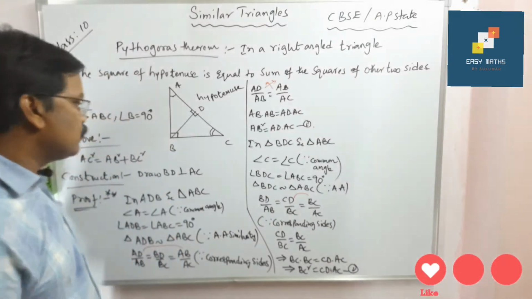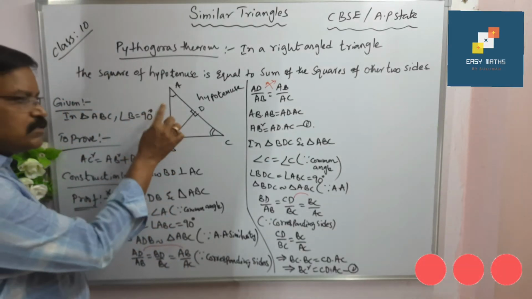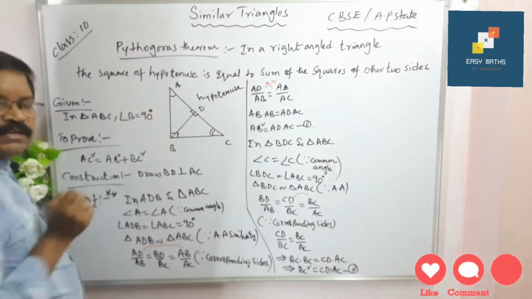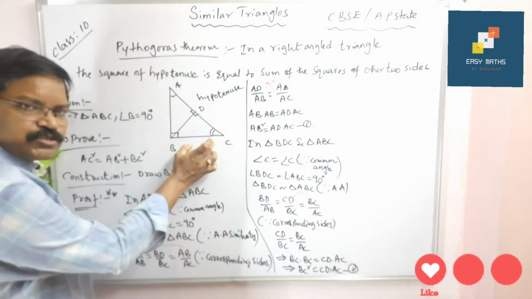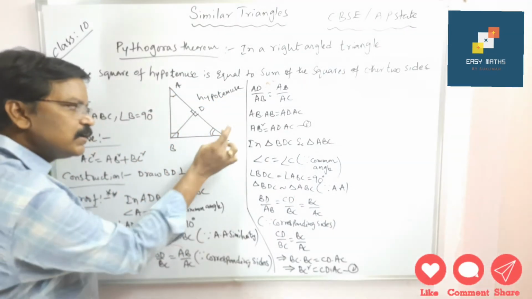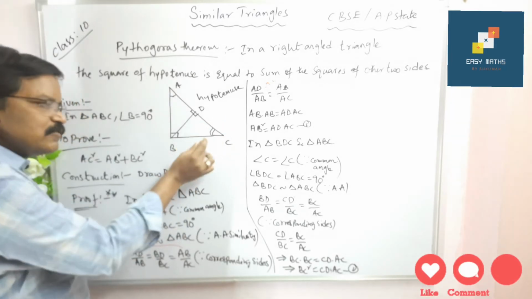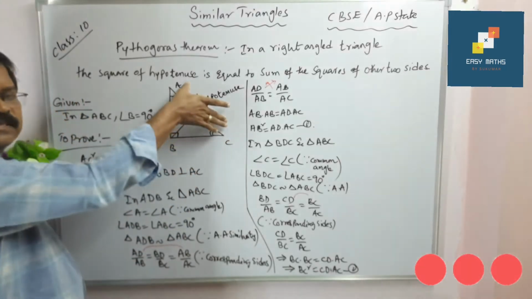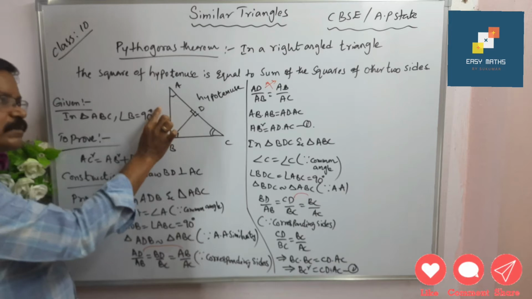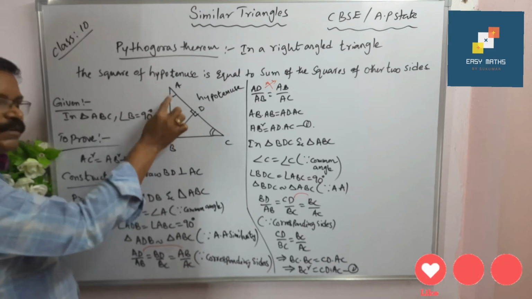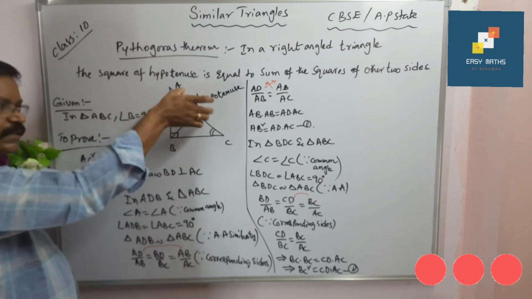So what is equation 1? AB square is equal to AD into AC. What is equation 2? BC square. What is the adjacent of BC square? CD into AC. Equation 1: what is the adjacent of AB square? AD into AC.